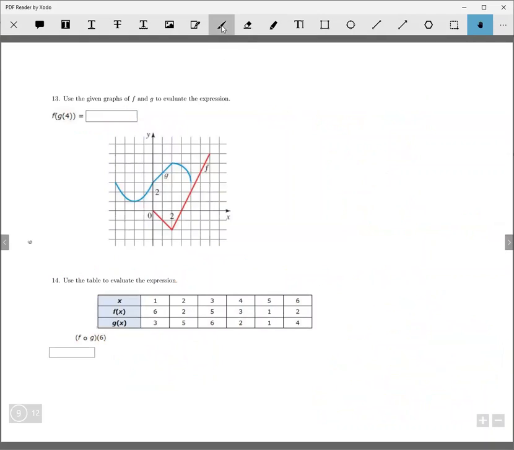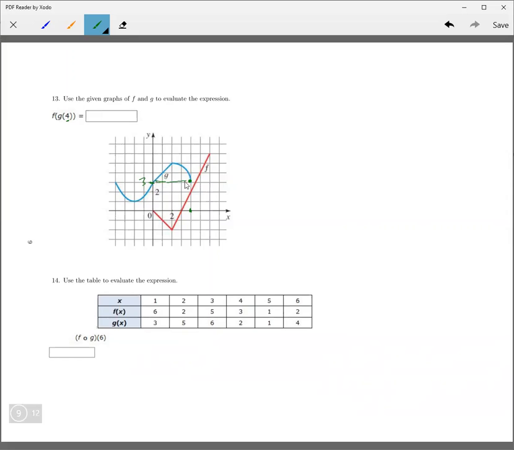Okay, we'll move along to number 13. Use the given graphs of f and g to evaluate the expression. So f of g of 4. What you do is you start with the 4 right here, and you're looking for g of 4, which is going to be 3. So 1, 2, 3, this level is 3. This is telling you that g of 4 is 3.